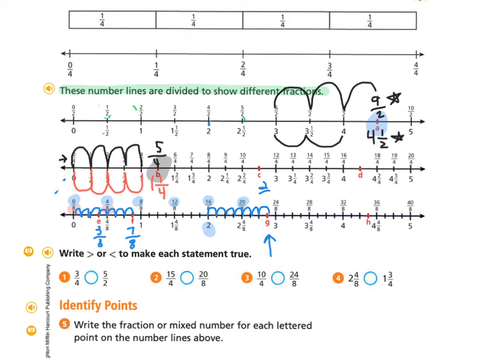So 23/8. Now let's count by mixed numbers. 2, 2 and 1/8, 2 and 2/8, 2 and 3/8, 2 and 4/8, 2 and 5/8, 2 and 6/8, 2 and 7/8.